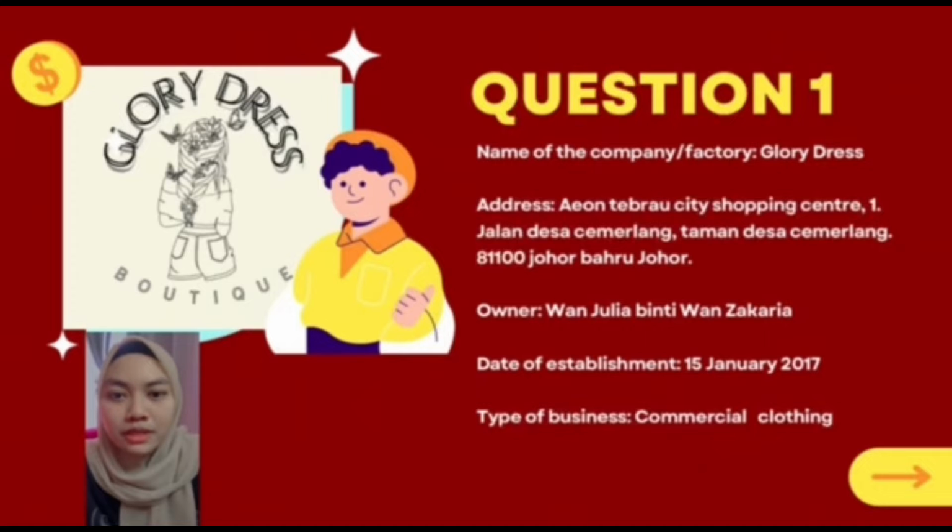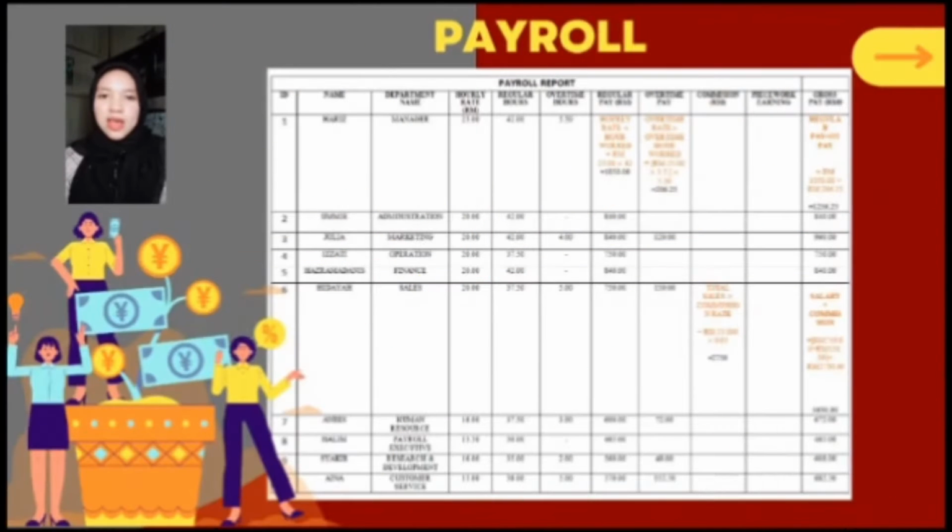The name of the company is NURHIDAYAH and the address is Untitled City Shopping Center, 1 Jalan Desa Cemerlang, Taman Desa Cemerlang, 81100 Johor Bahru, Johor. The owner of NURHIDAYAH is Julia binti ZAKARIA. The date of establishment is 15 January 2017 and the type of business is commercial clothing.